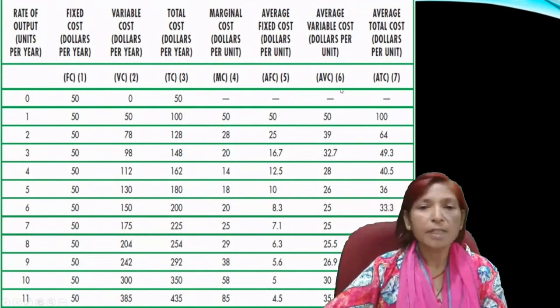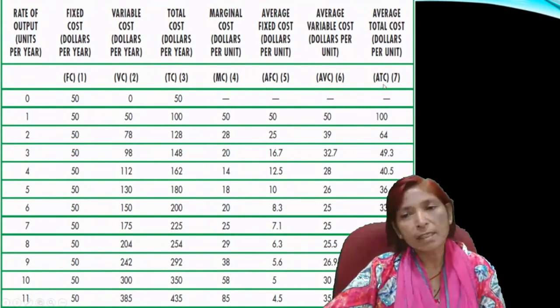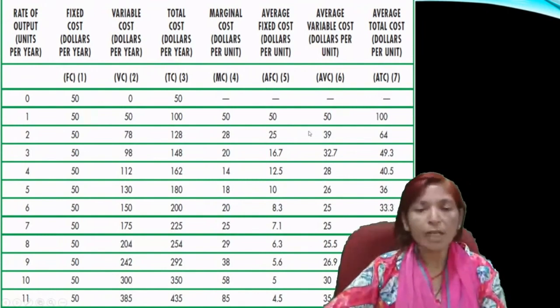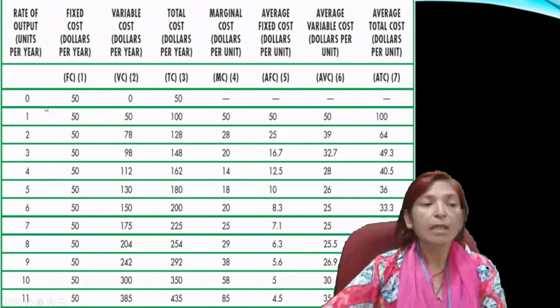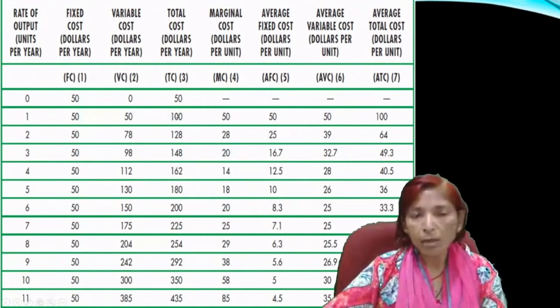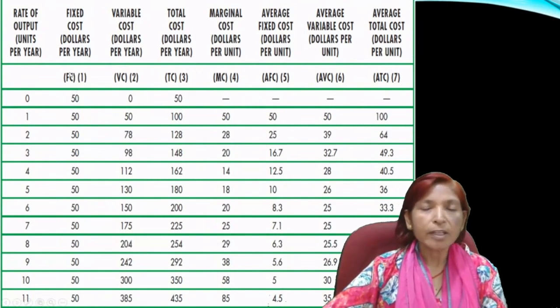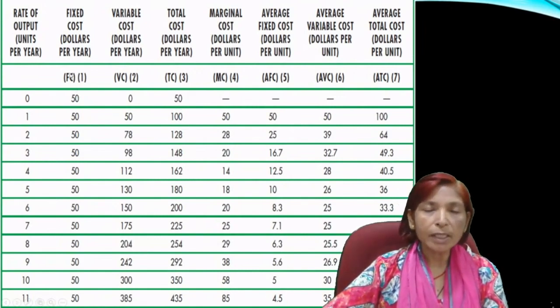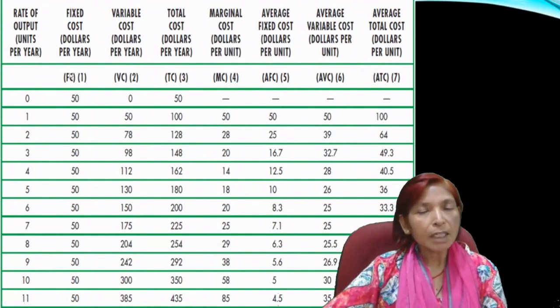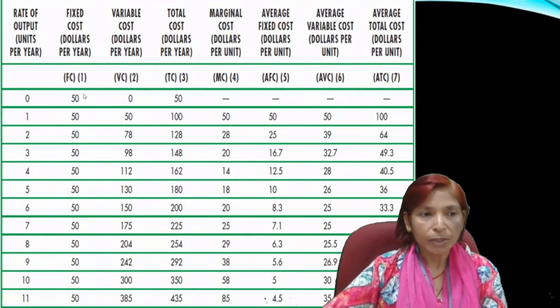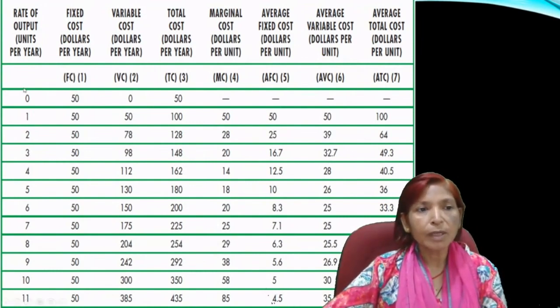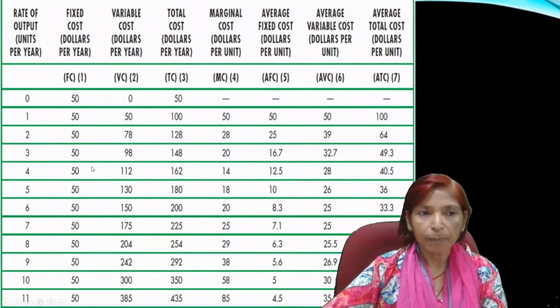AFC, AVC, ATC, all these costs can be estimated with the help of only the number of units and total cost. If total cost is given, then the first unit of the total cost is called fixed cost. So 50 is called fixed cost, and fixed cost will always remain constant or fixed at each and every level of output. That's why fixed cost is only 50, 50, 50, the same.